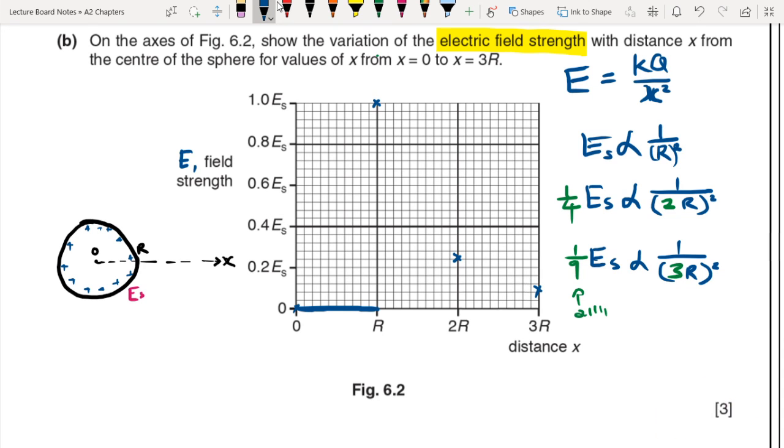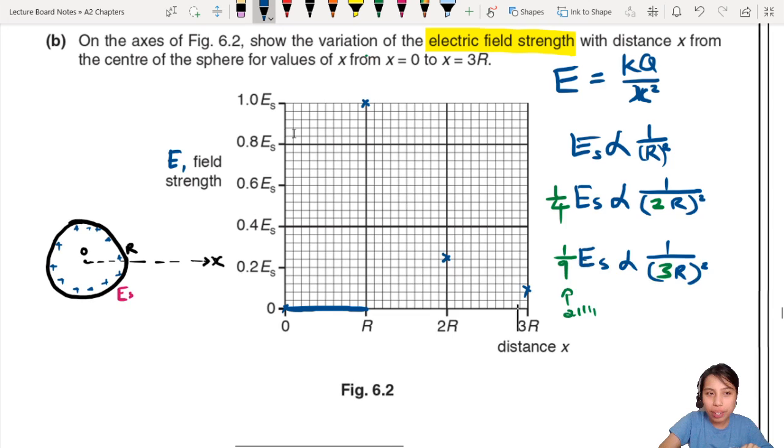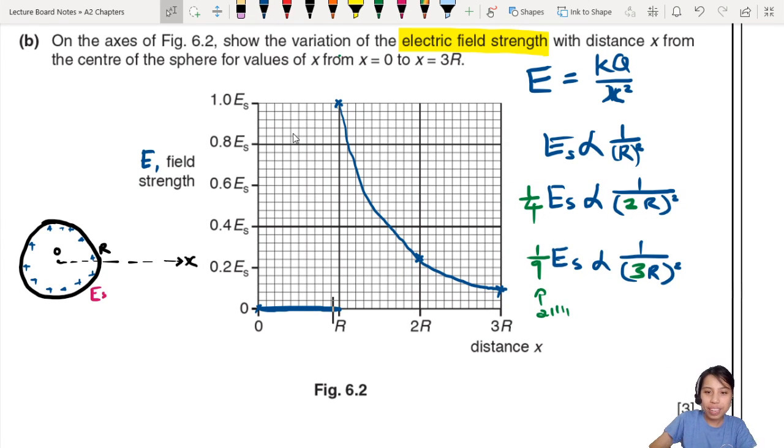And then, okay, I'm sweating already. How to draw a curve? Try your best to draw a nice curve that joins all these points together. There, I think this is my best attempt. I tried to know how many times already.